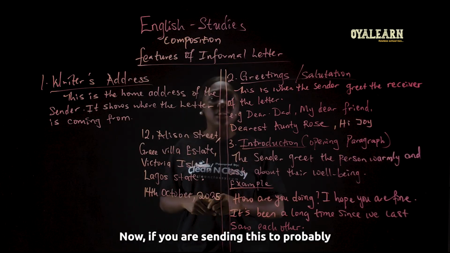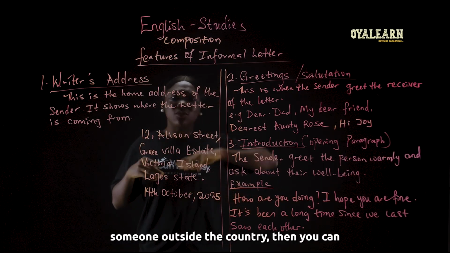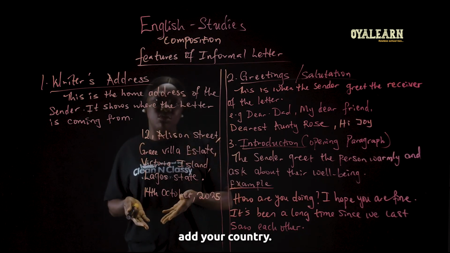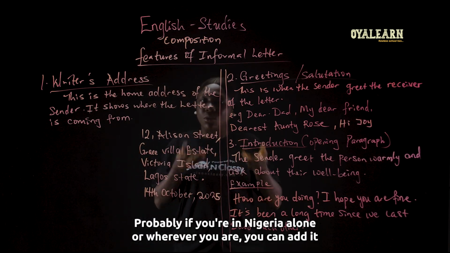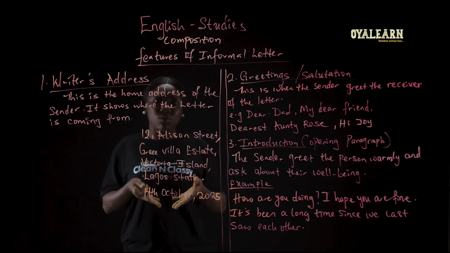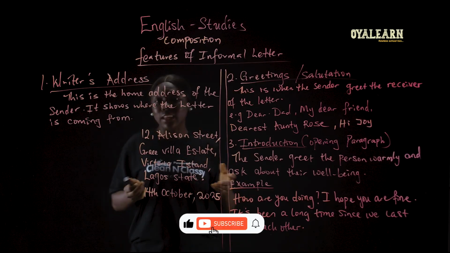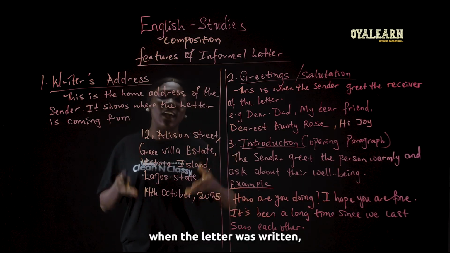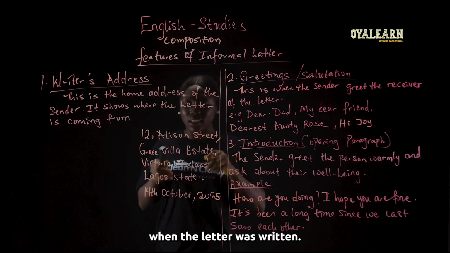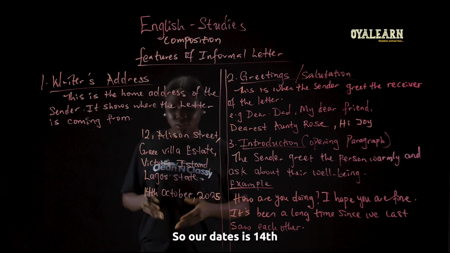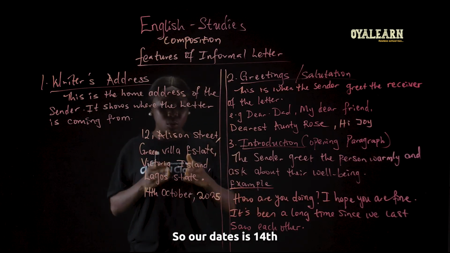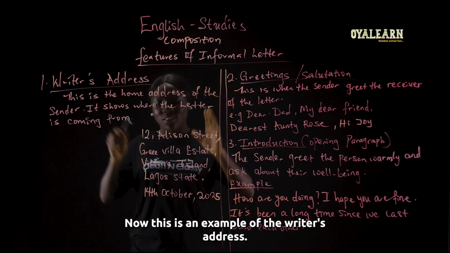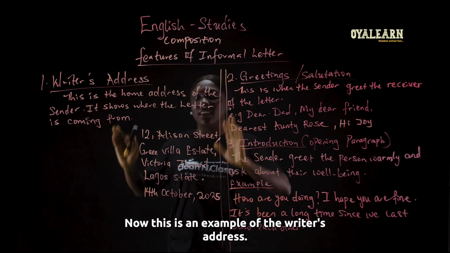Now, if you're sending this to probably someone outside the country, then you can add your country. Probably if you're in Nigeria, in London, wherever you are, you can add it to your address. And lastly, we have the date. The date shows us when the letter was written. So our date here says 14th October 2025. All right. Now this is an example of the writer's address.